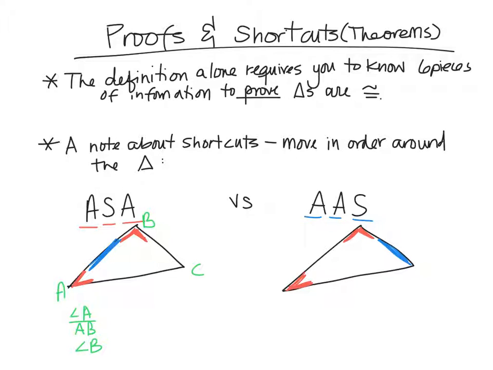And if I named those, just so you can have some good notes for yourself, that would be like angle A, angle B, and then side BC. That would be an example of angle, angle, side.